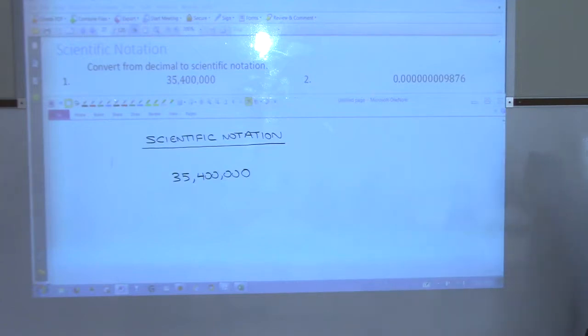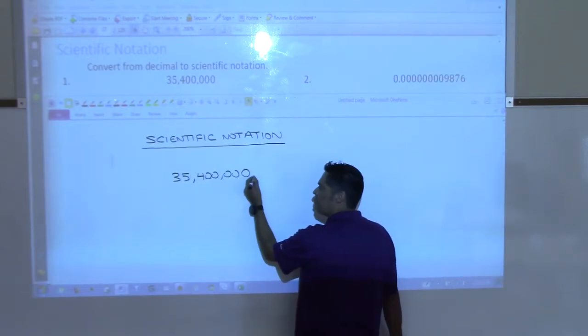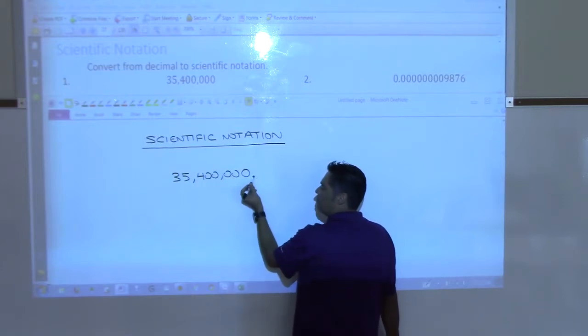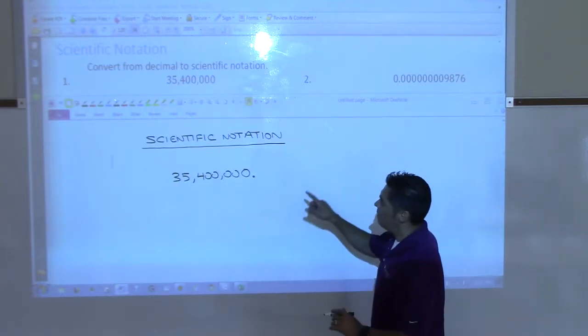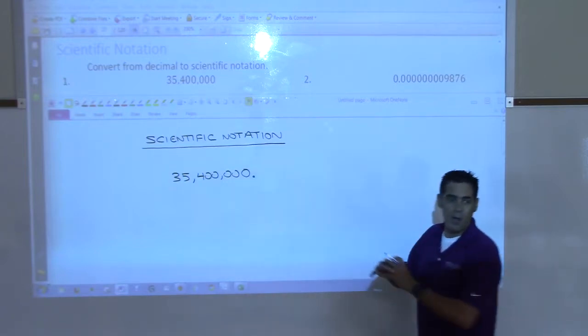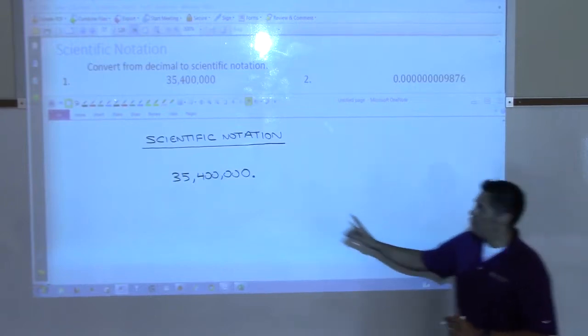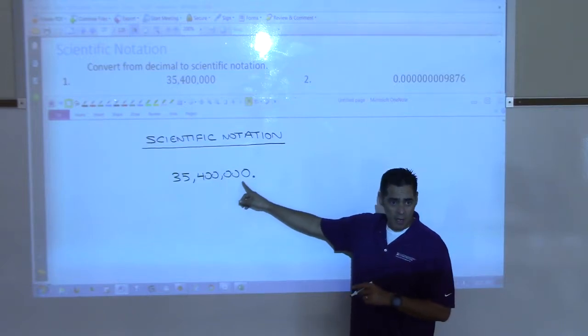35,400,000. Another way of writing that would be to realize that you have a decimal point here, and then what would happen if I multiply by 10? What would this decimal point do if I multiply this by 10? So if I multiply this by 10, this number would get bigger or smaller? It would get bigger, right? So if I multiply by 10, it would move this way, right? But if I divide by 10, it would go the other way, right?